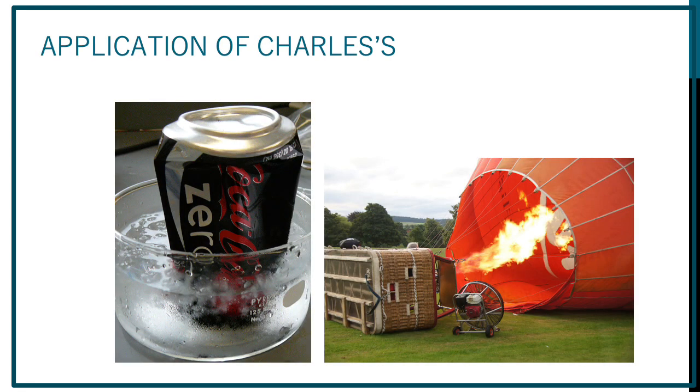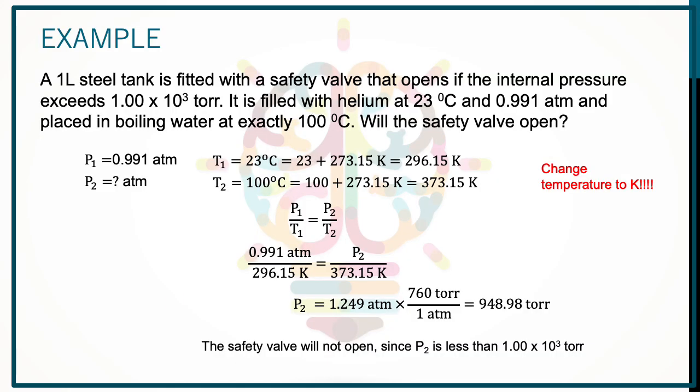Okay, this is an example of the Charles law. When you decrease the temperature, the volume will decrease. Or for the air balloons, when you increase the temperature, the volume inside the balloon will increase. Temperature increases, volume also increases. Okay, this is an example for the Charles law.